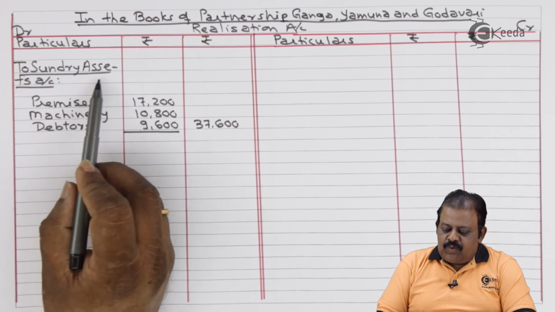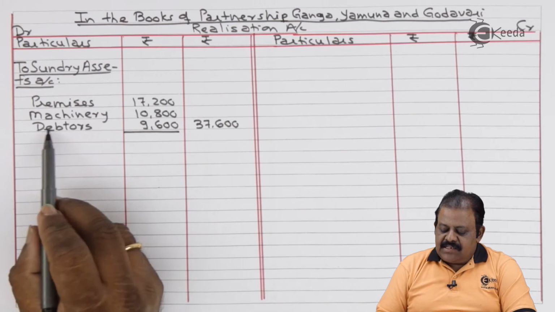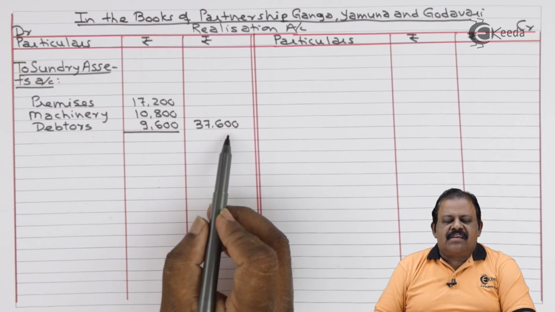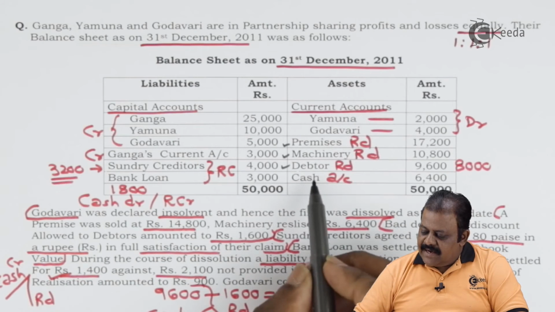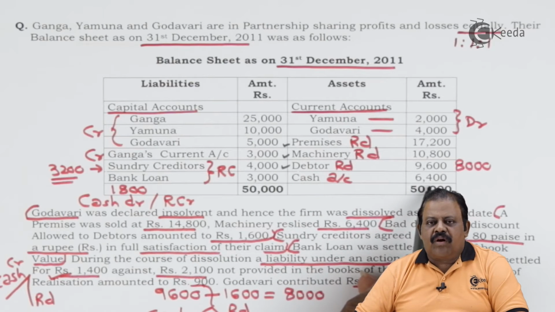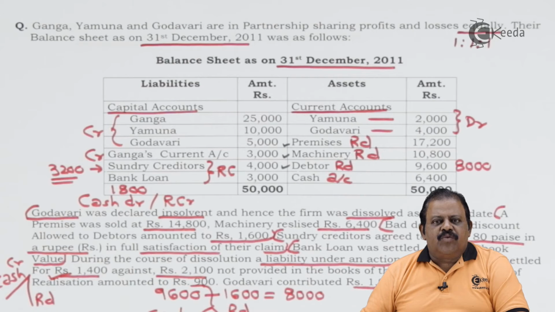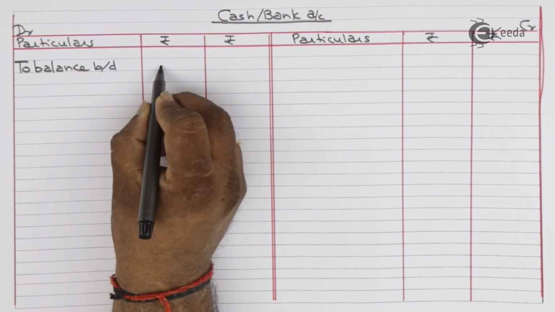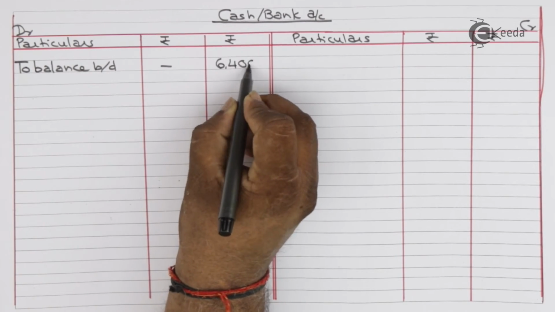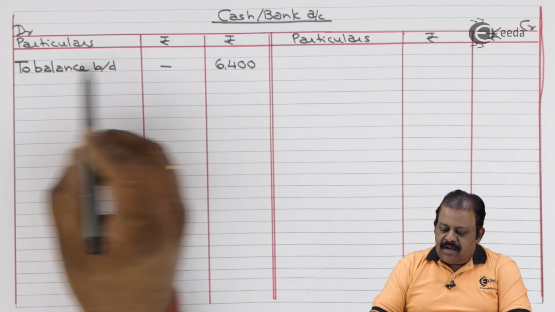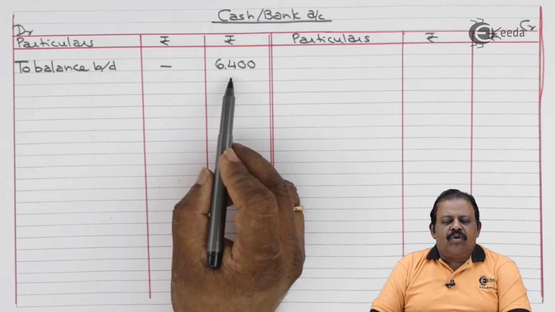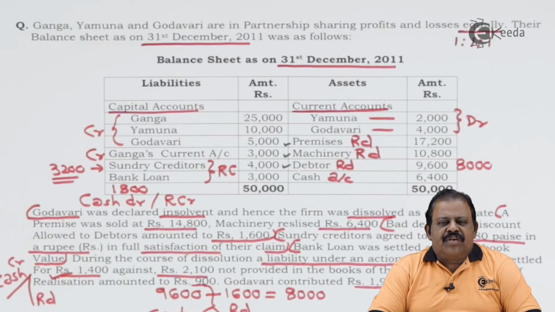Realization account debit side: to sundry assets, premises, machinery, debtors, total book value 37,600. Asset side, last item cash 6,400. This will be transferred to the debit of cash bank account. Cash bank account debit side, to balance brought down 6,400. Asset side is transferred.